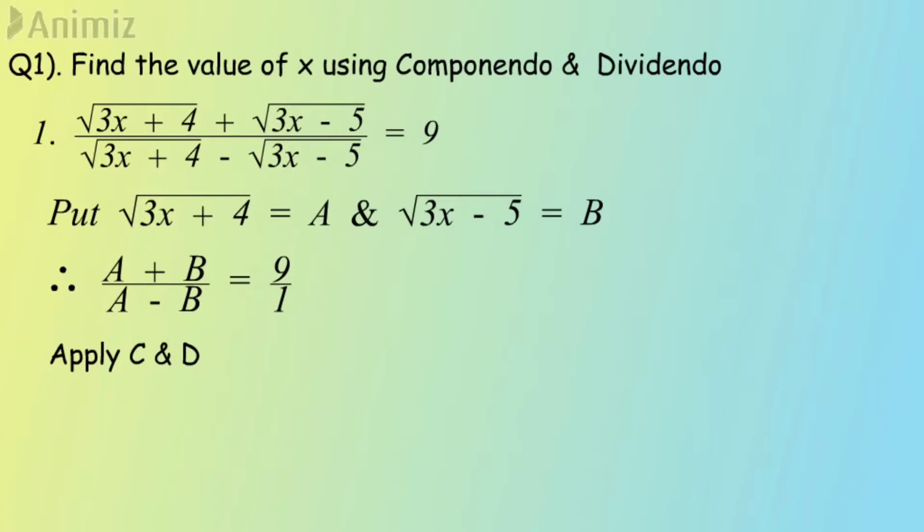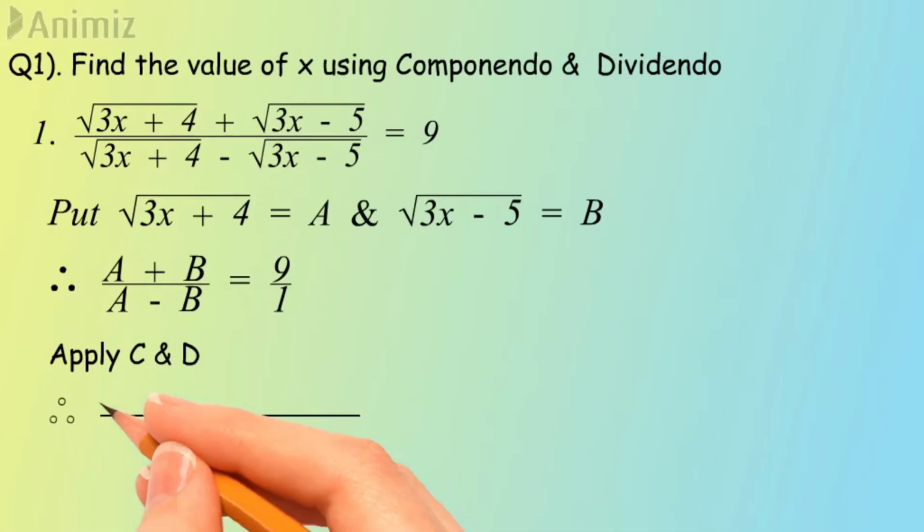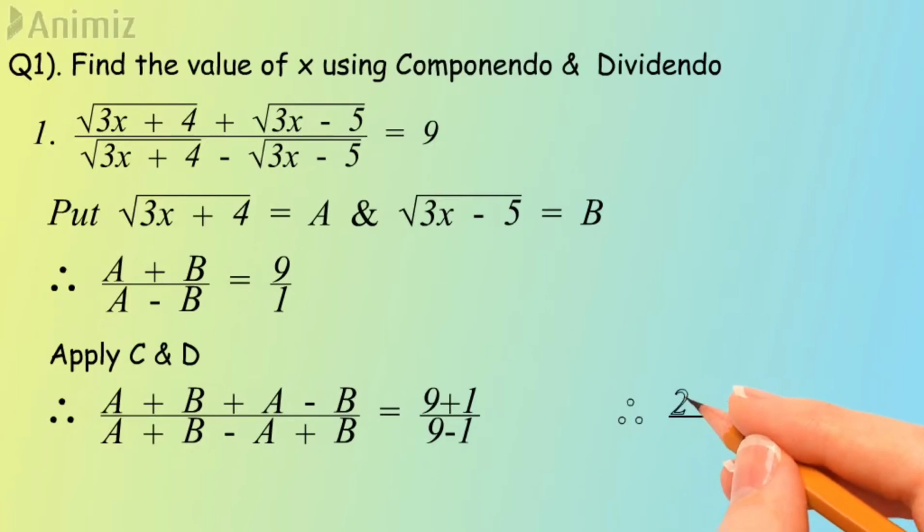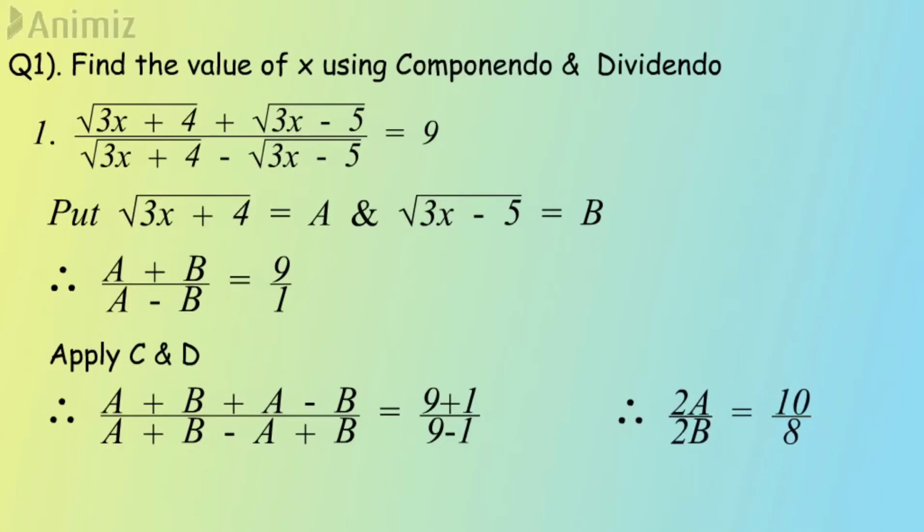So when you apply componendo and dividendo, you will get a plus b plus a minus b upon a plus b minus a plus b. The last two terms' signs get reversed. Equal to 9 plus 1 upon 9 minus 1. Now, when you simplify this, in the numerator you can cancel out the b, and in the denominator you can cancel out a. You will get 2a upon 2b equal to 10 by 8. Reduce it. What you will get? a by b equal to 5 by 4.